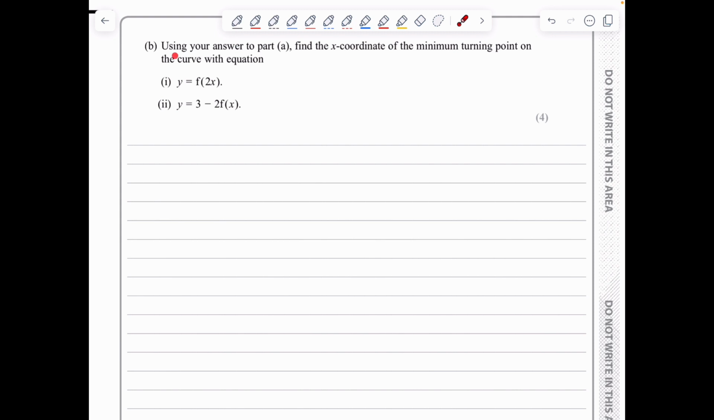In part B, we are asked to use our answer to part A to find the x-coordinate of the minimum turning point on the curve with the equation y is f of 2x and y is 3 minus 2f of x. So let me start by solving tan 2x is equal to root 2. My principal value is shift tan of root 2, which gives an answer of 0.9553... So 2x is my principal value plus pi k. And I will divide throughout by 2 to get that x is 0.47765... plus pi k over 2.